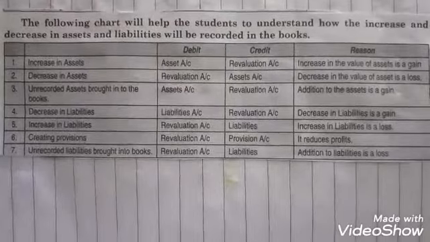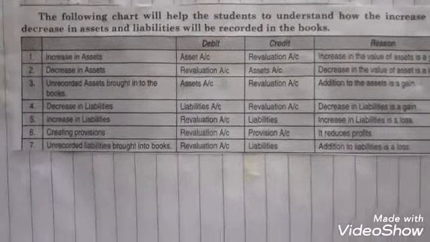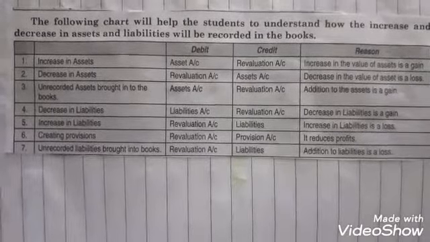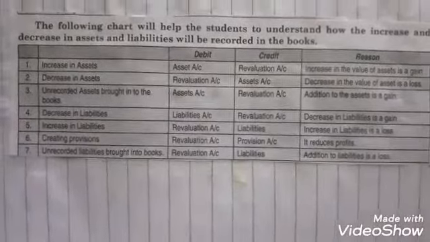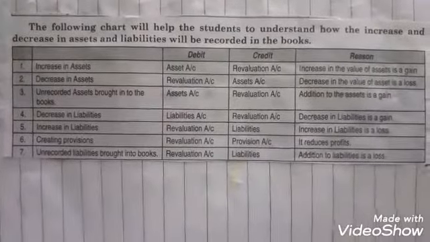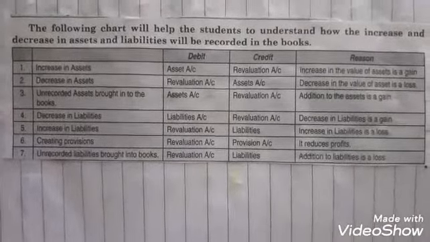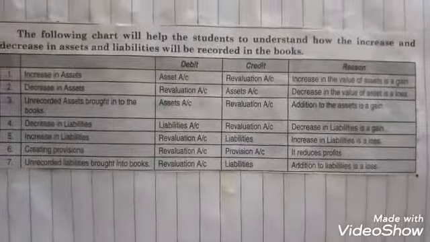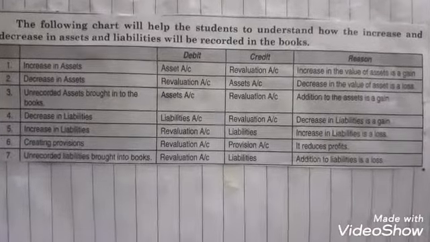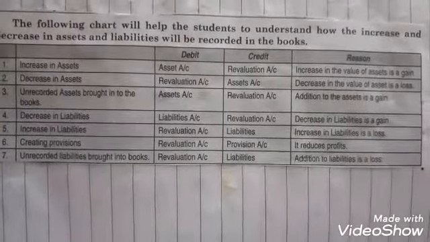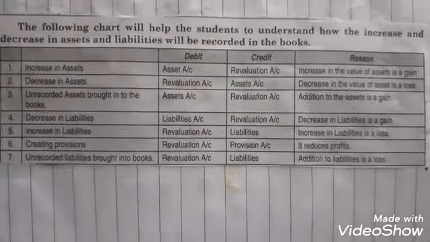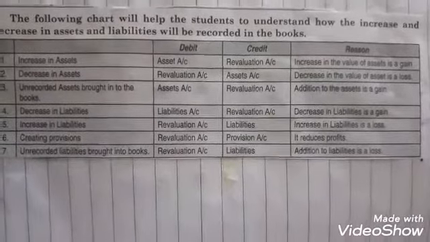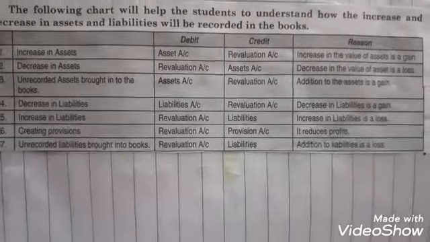Then point number 2, decrease in assets, it will be debited to the debit side of the revaluation account. It is our loss. So be very clear, you must understand: increase in assets, credit; decrease in assets, debit; increase in liability, debit; decrease in liabilities, credit. Further provision, debit; provision reduced, credit.